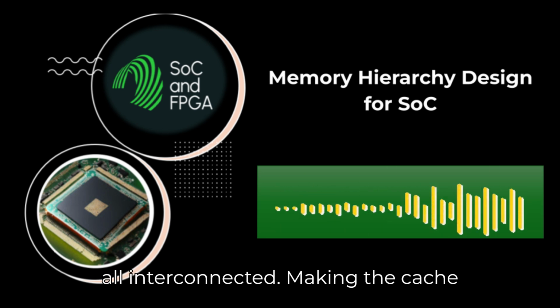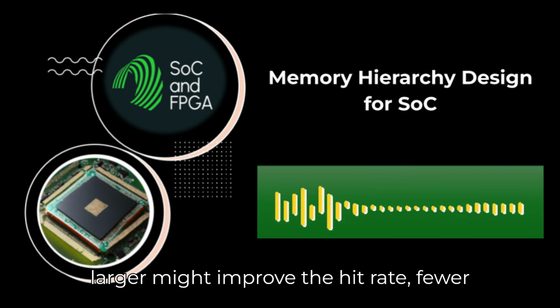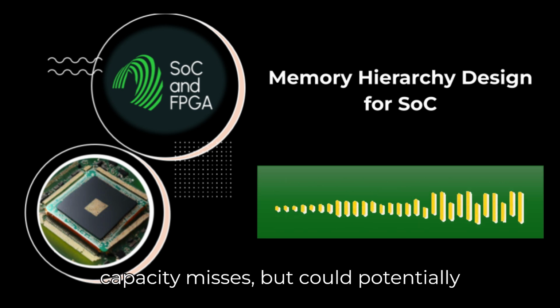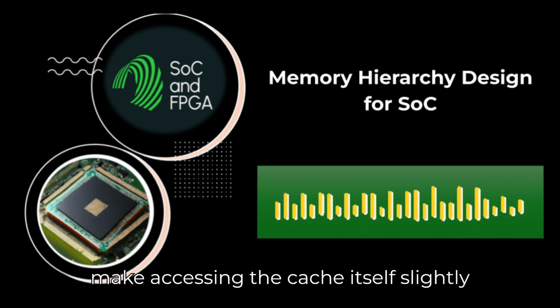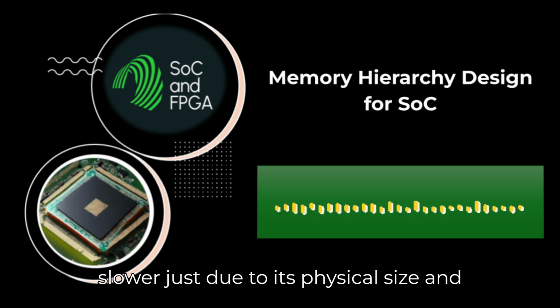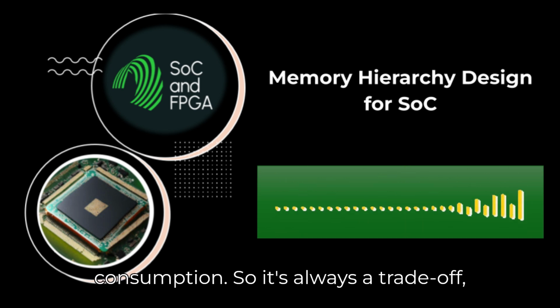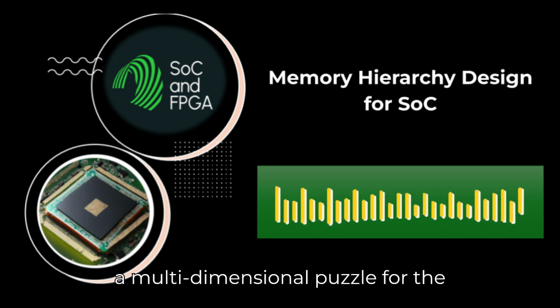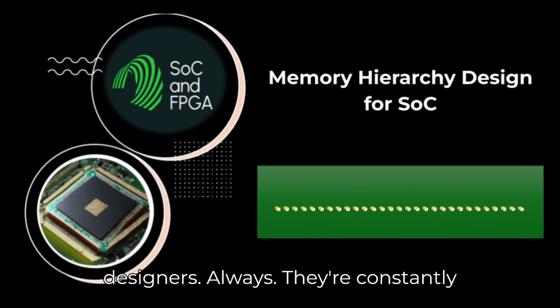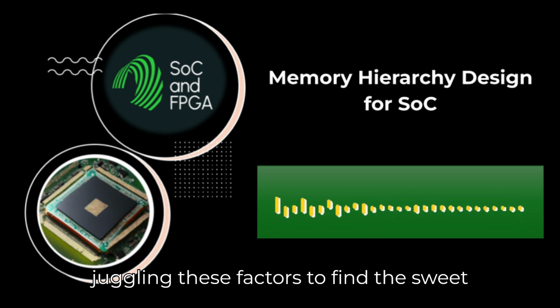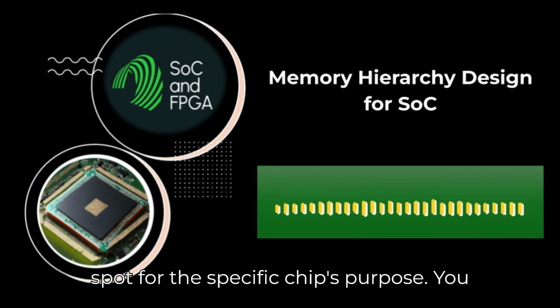Exactly. It's all interconnected. Making the cache larger might improve the hit rate, fewer capacity misses, but could potentially make accessing the cache itself slightly slower just due to its physical size and complexity, or it might increase power consumption. So it's always a trade-off, a multi-dimensional puzzle for the designers. Always. They're constantly juggling these factors to find the sweet spot for the specific chip's purpose.